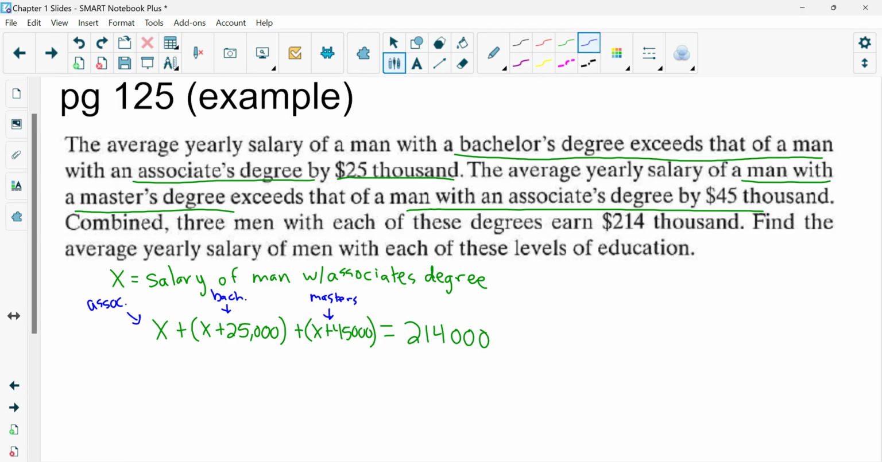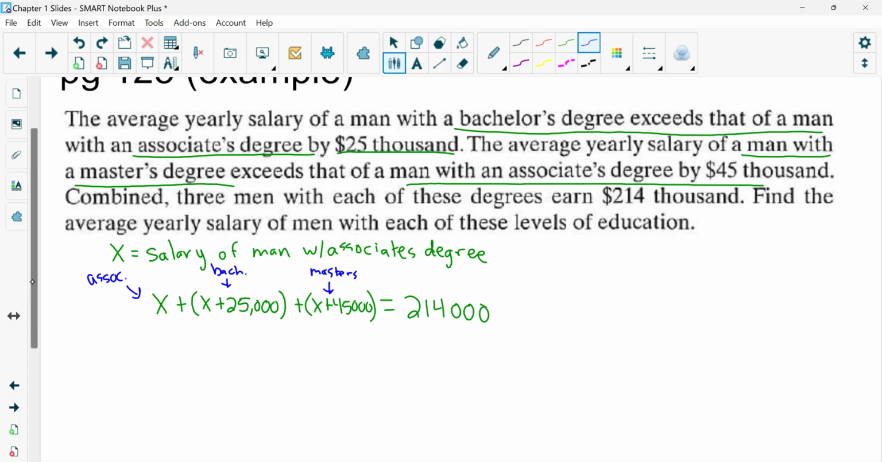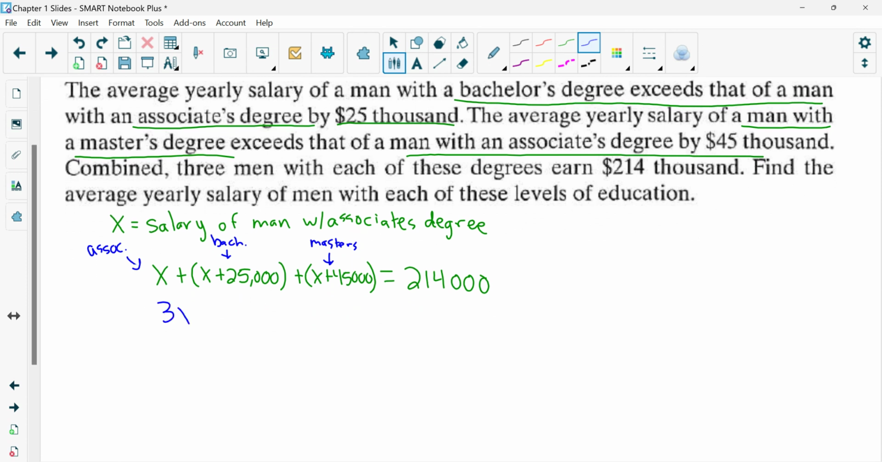Do we need those parentheses for this particular problem if everything's separated by addition? No. So now it's just combining our like terms. x plus x plus x is 3x. 25,000 plus 45,000 is 70,000. And now we subtract 70,000. So solving these equations is not the hard part. It's getting the equation to begin with.